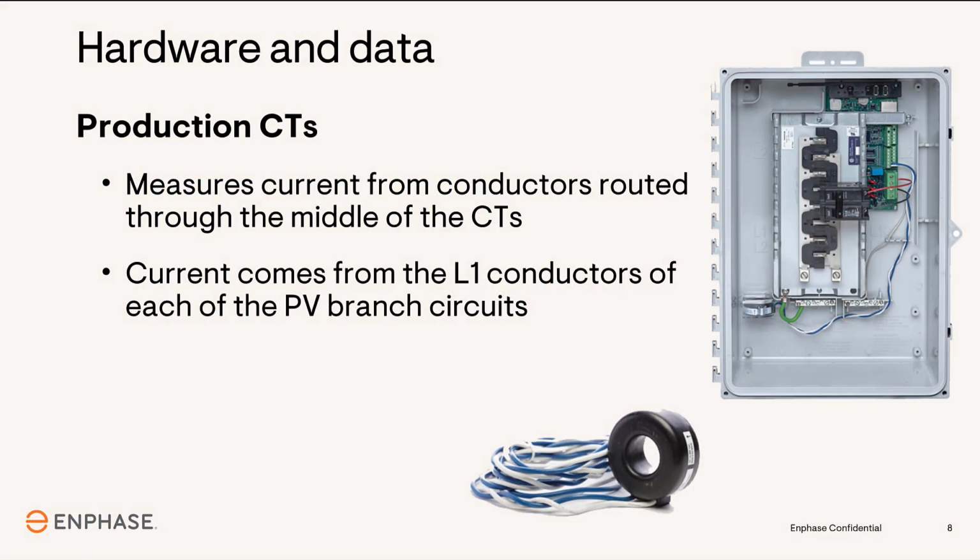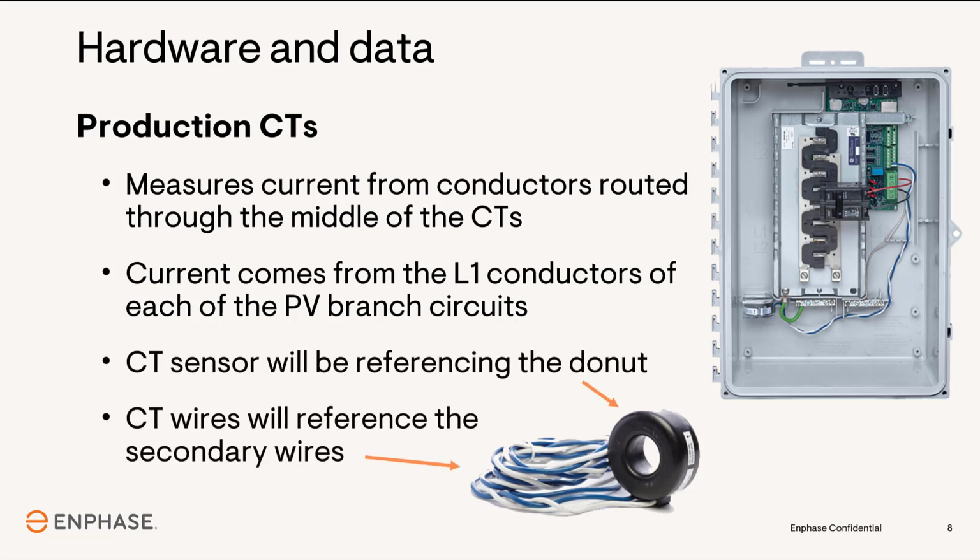The production CT measures current flowing through the middle of the CT sensor, and the current that is measured is coming from each of the PV circuit's L1 conductor that is passing through the middle of the CT sensor. No other conductors should be routed through the middle of the CT. Only the L1 conductors from the PV circuits.